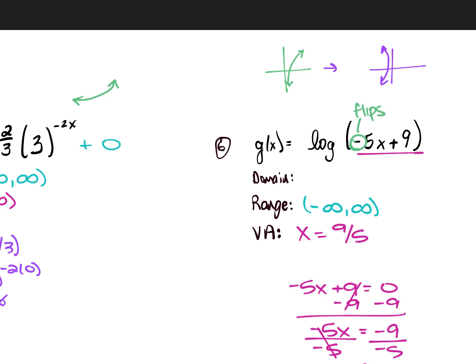So, for your domain, side to side, is it going to positive infinity to the right, or negative infinity to the left? Negative infinity to the left. To the left. So your lowest number is going to be negative infinity. The highest is going to be from your vertical asymptote, which is 9/5.